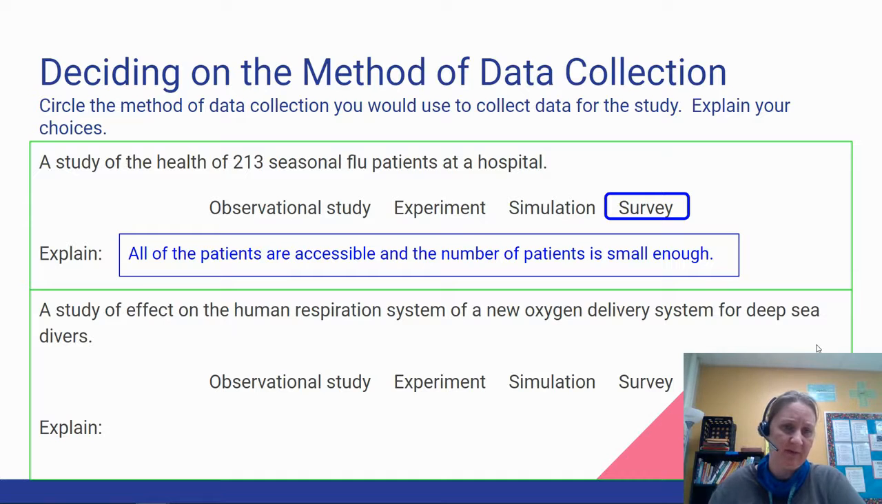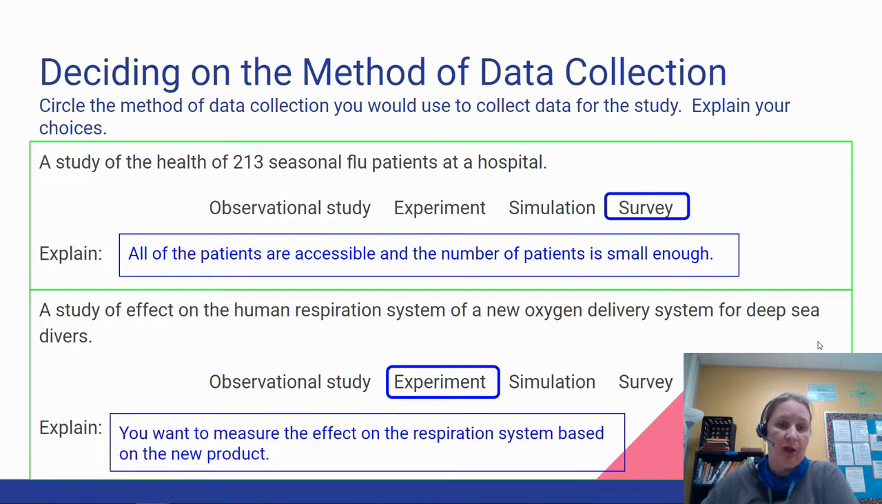Next one is a study of the effect on the human respiration system of a new oxygen delivery system for deep sea divers. Which one would this be? If you chose experiment, you'd be right. You want to measure the effect on the respiration system based on the new product. So basically, they would take the respiration rate prior to using the new system, then they'd have them use the new system, and then they take the respiration rate afterward and compare them. So they would do an experiment.